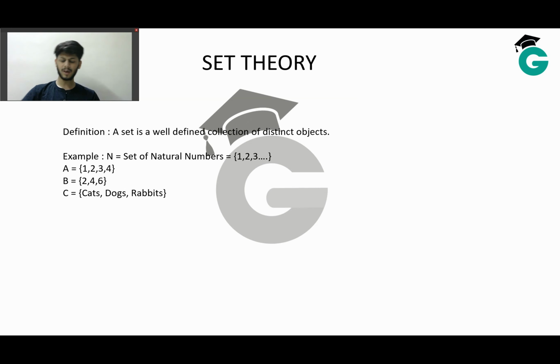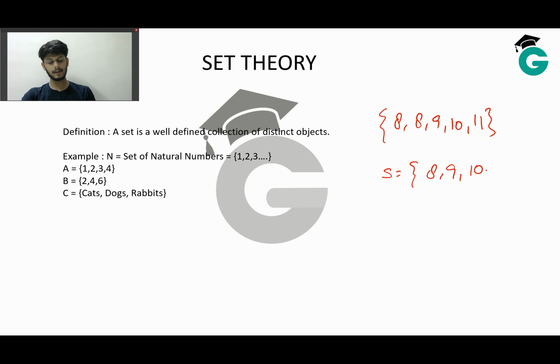So, set theory, what is a set? A set is a collection of distinct objects. Suppose you went to a game parlor, and you scored these points 8, 8, 9, 10, 11. So, you played in all 5 games and you got these points. What is the set that consists of the points that you scored? It will be S equals 8, 9, 10, 11. Whenever we talk about a set, we talk about distinct objects. So there is no repetition. Some examples can be the set of natural numbers, that is 1, 2, 3, dot, dot, dot, up to infinity, right?